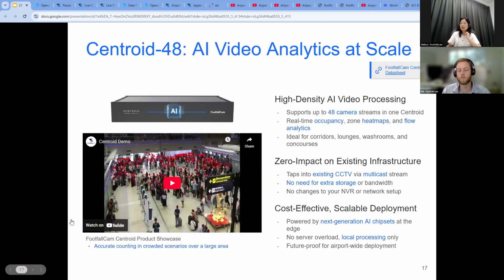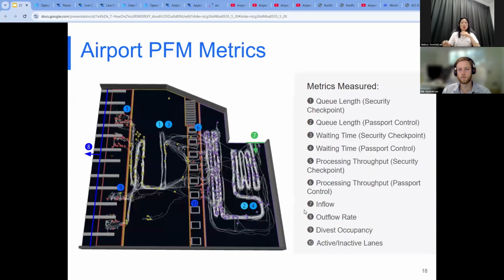Now, in the next slide, we're going to walk through what exactly we measure at a typical checkpoint or service desk queuing area, such as the security screening or the passport control zone. This is less about the flow pattern or behavior.